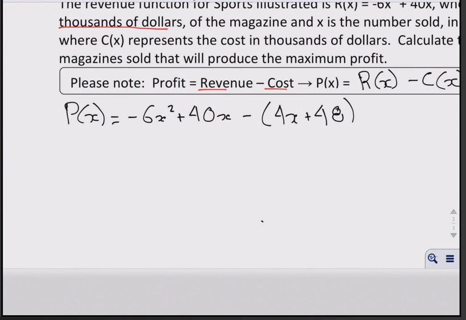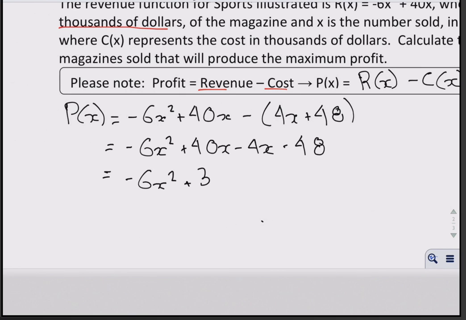Let me simplify my expression here. So what do I have? Negative 6x squared plus 40x minus 4x minus 48, because that negative gets distributed throughout the binomial, equals negative 6x squared plus 36x minus 48.